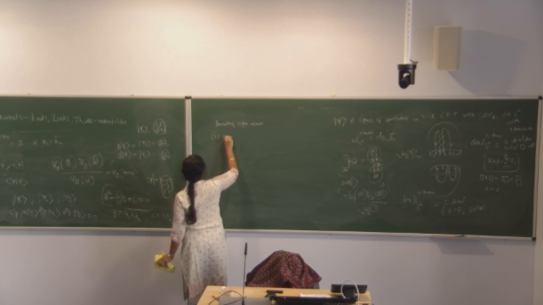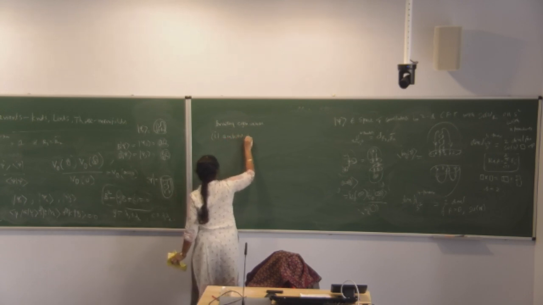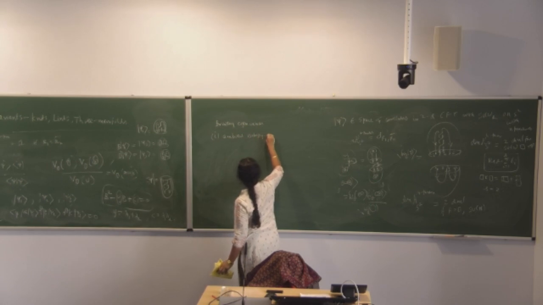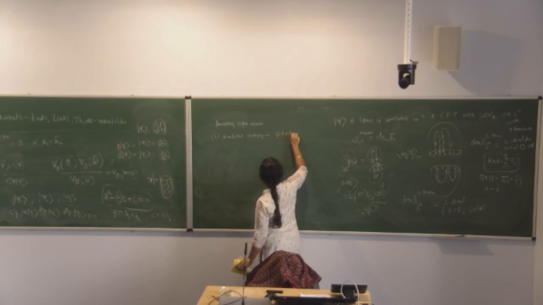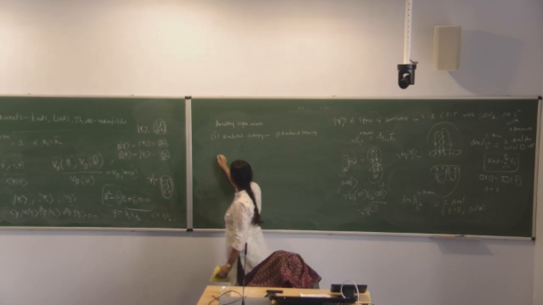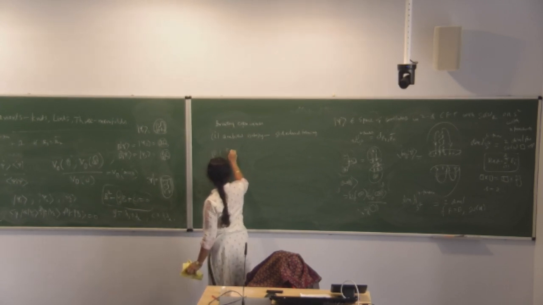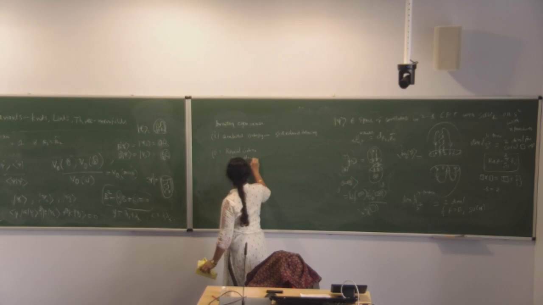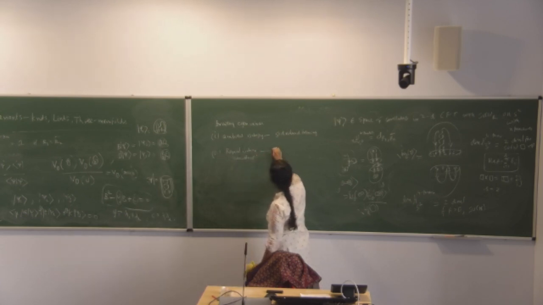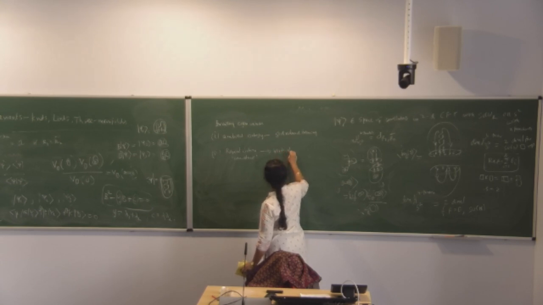One for ambient isotopy is this thing, we call it as a standard framing. And second is regular isotopy, which we will call it as framed knot invariance. This, we call this as vertical framing or blackboard framing. Okay.